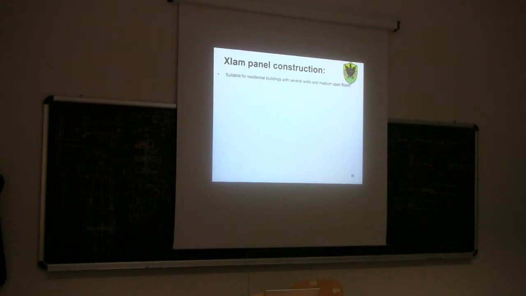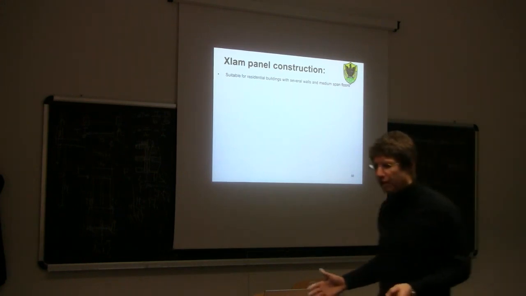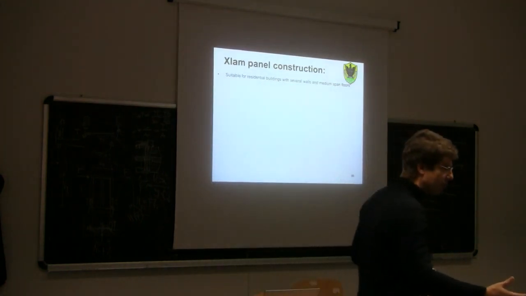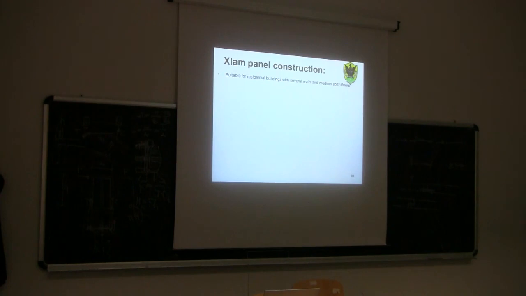So, in terms of X-lam panel construction, so cross-laminated panel construction, we could say that those kinds of systems are suitable for, again, residential buildings with several walls and medium span floors. So again, this system is perfect, like light frame construction, if you have a building characterized by several divisions, several walls. So again, residential application, certainly not office or open space applications. In this case, we can go a little bit higher. We can get up to 7 floors, 7 stories.